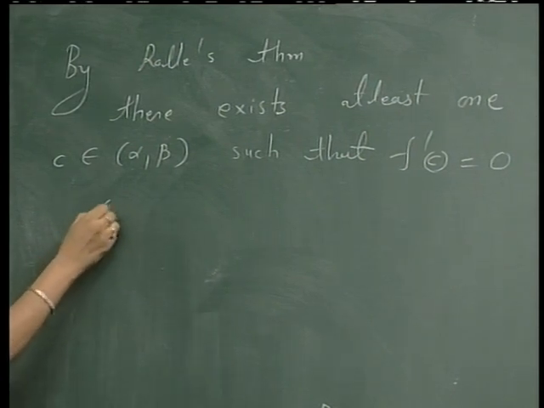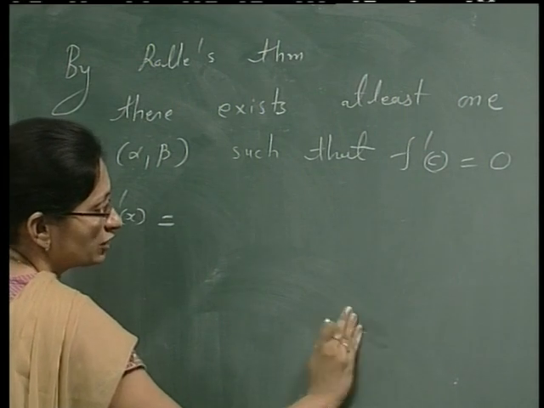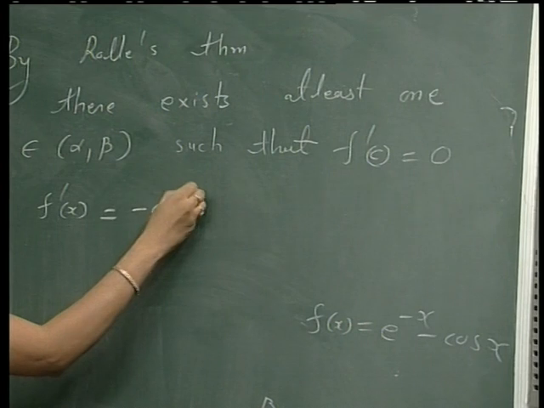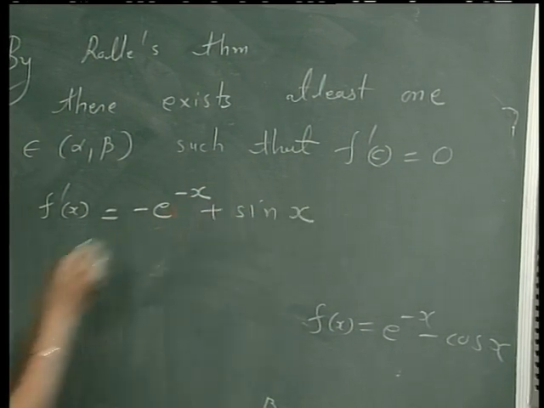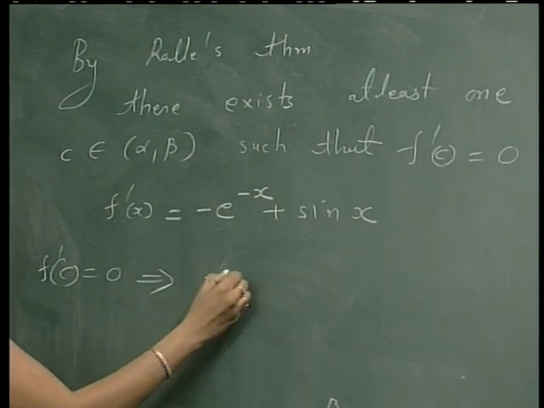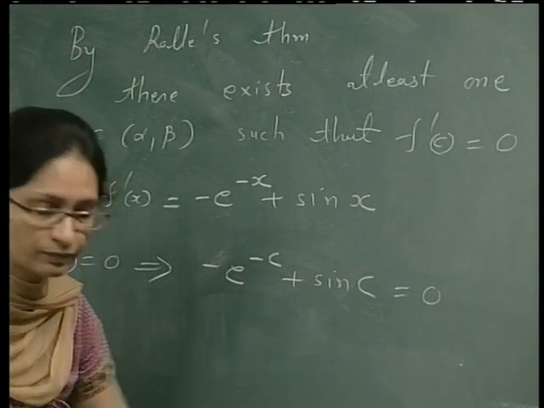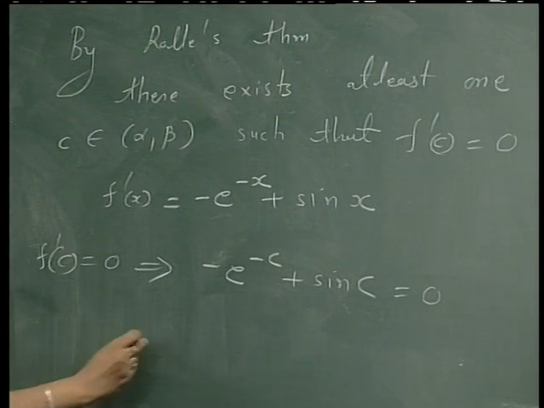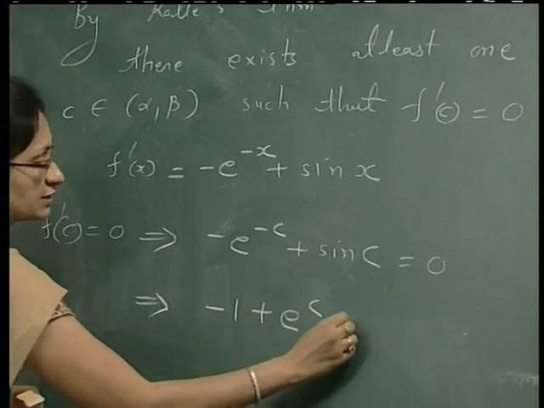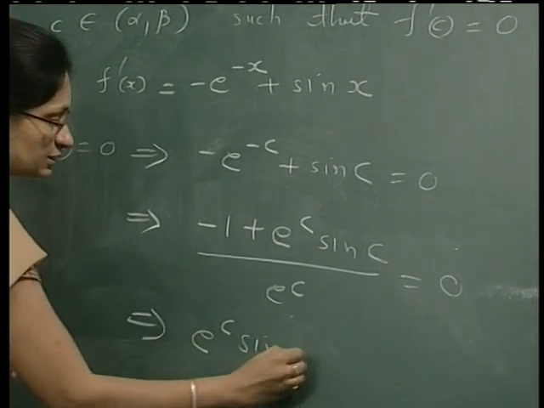Now f dash x is equal to, because our f x is e raised to minus x minus cos x, so f dash x is minus e raised to minus x plus sin x. Now f dash c is equal to 0, and this implies minus e raised to minus c plus sine c is equal to 0, and this implies minus 1 plus e raised to c sine c upon e raised to c is equal to 0, or you can write this as e raised to c sine c is equal to 1.